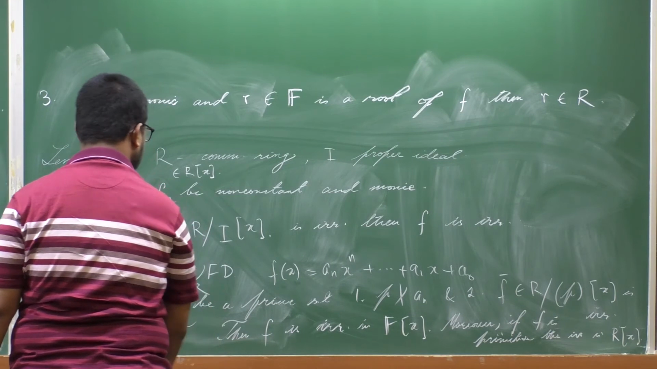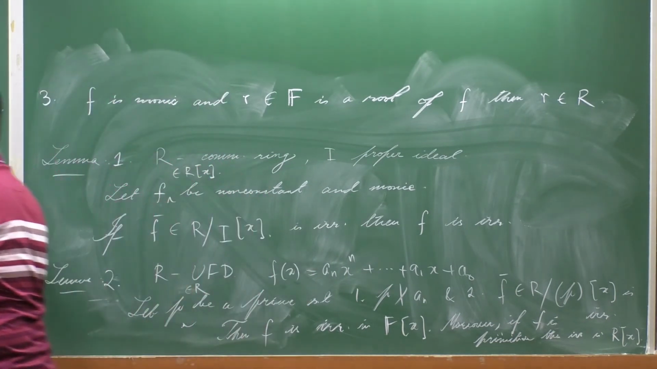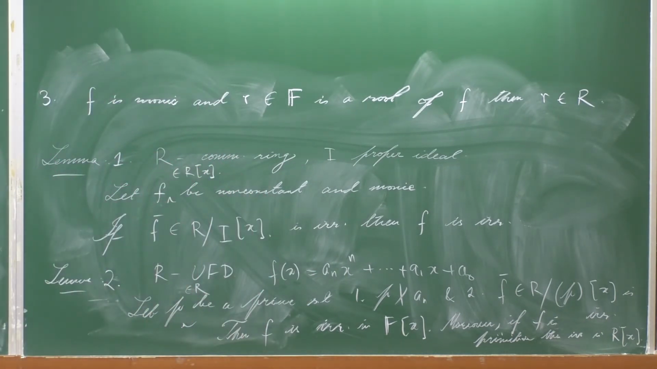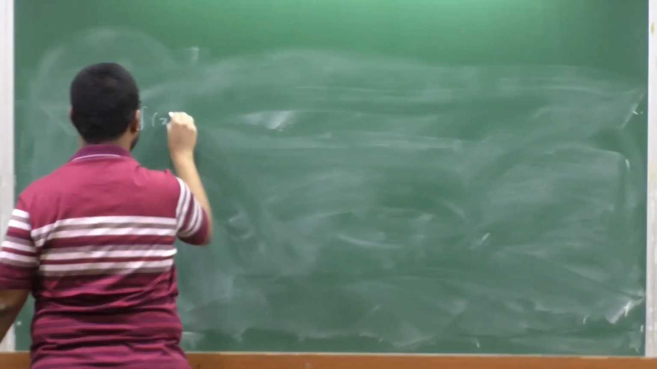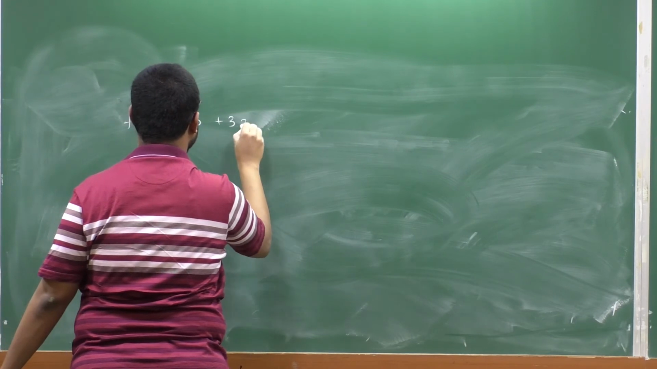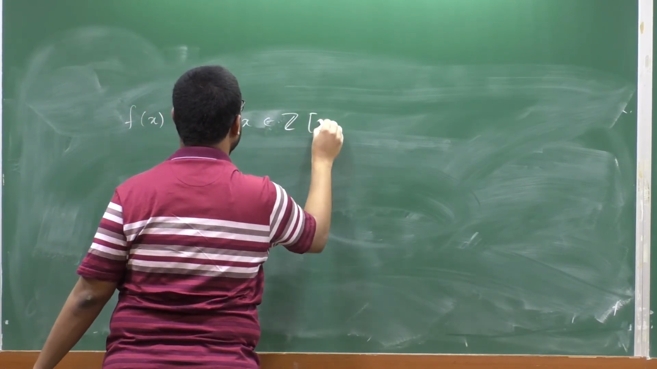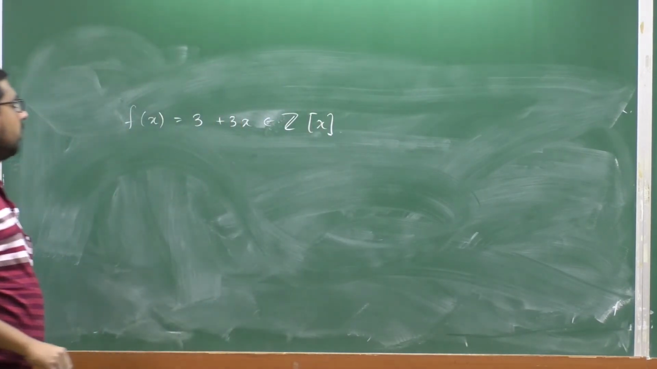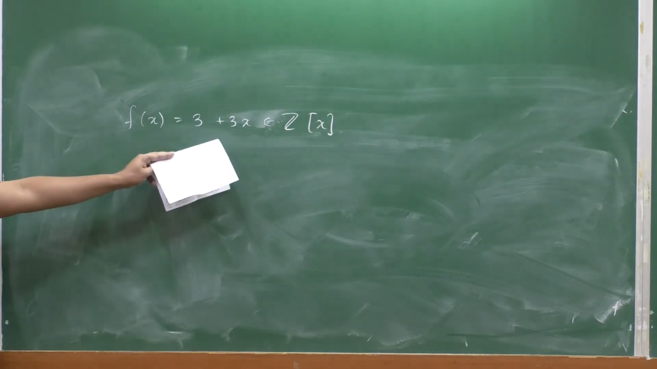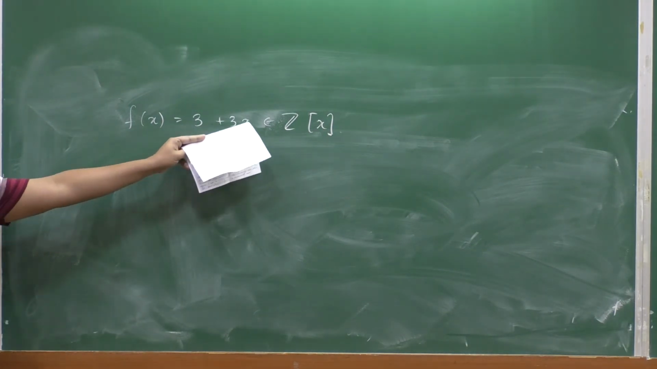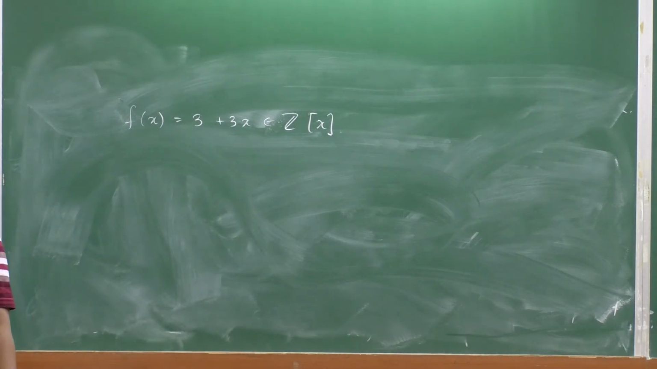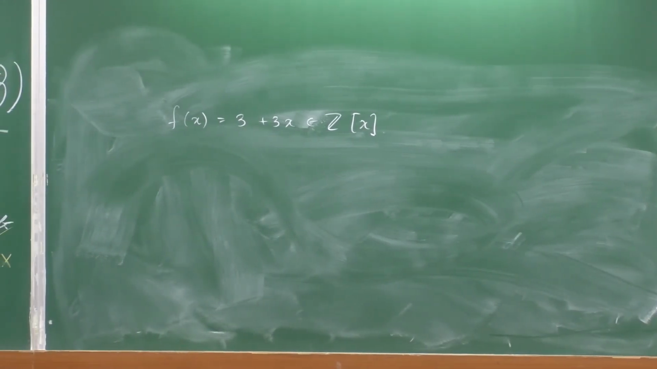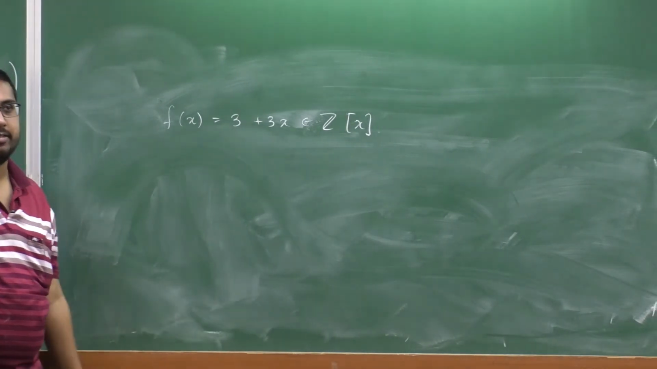The primitivity assumption is actually necessary because of this very simple counterexample. If you take f(x) to be 3 plus 3x over Z[x], then take p equal to 2. After reduction you will have 1 plus x, which is of course irreducible, but f is not irreducible in Z[x].